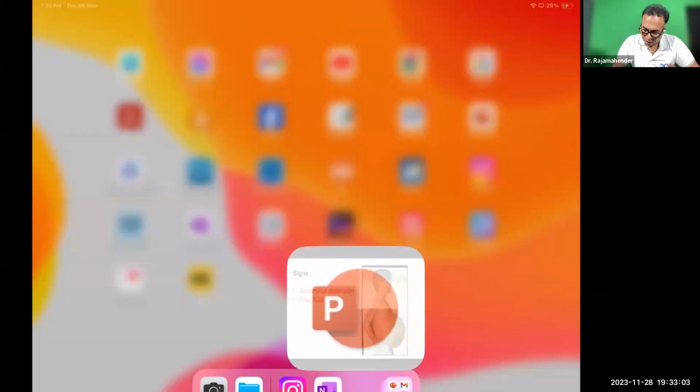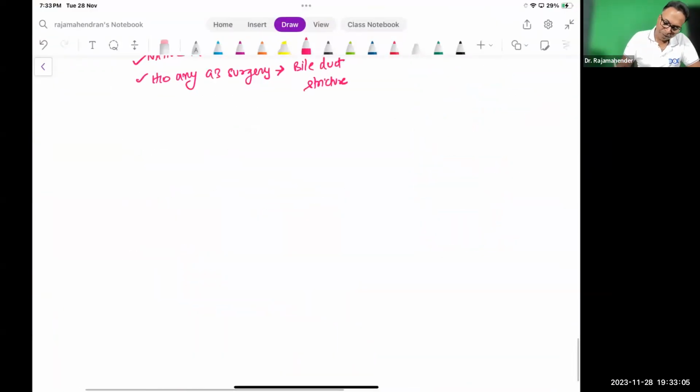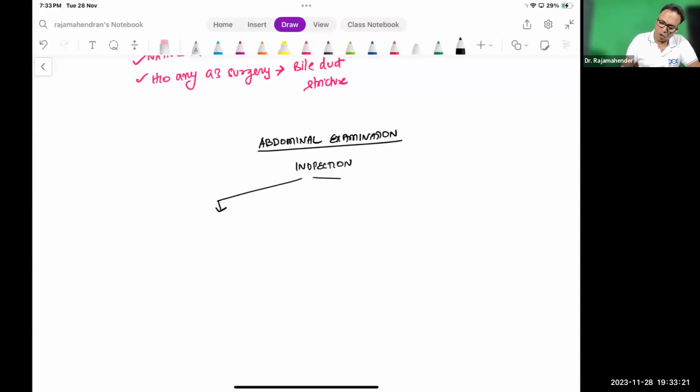And now coming to the local examination of the abdomen. Abdominal examination is very important for a surgeon. The first basic point I should see on inspection is that I will easily diagnose whether it is a surgical jaundice or a medical jaundice by an abdominal examination. If it is a medical jaundice, what are the abdominal findings? Can you tell me?